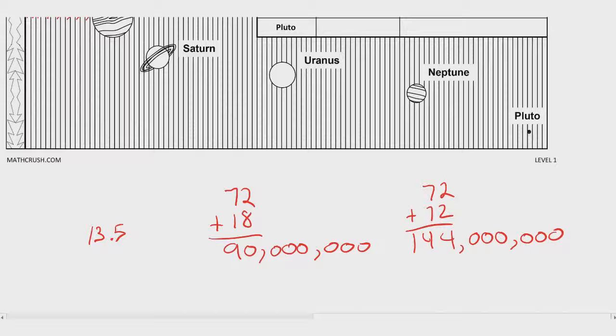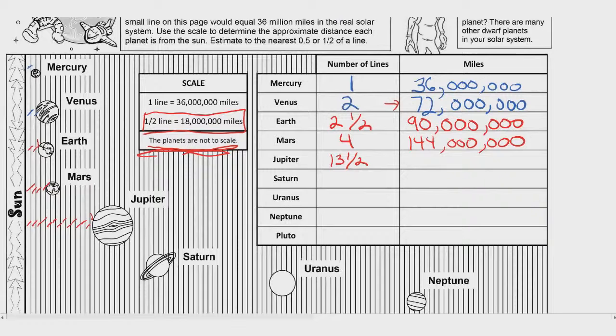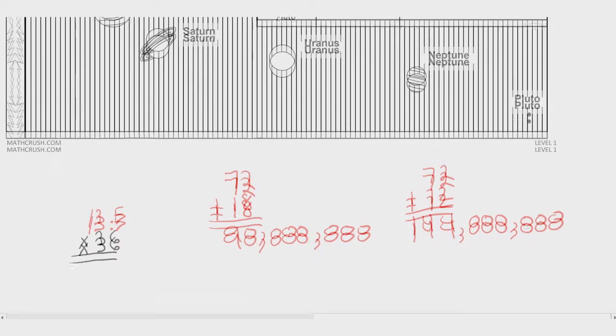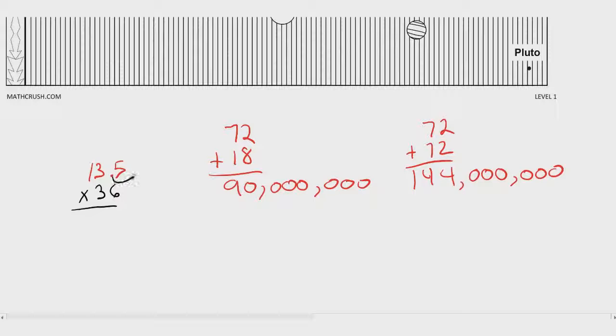So you got 13.5, and we know each line, again, equals 36 million miles. So we just take 13.5 and multiply it by 36. So I'm going to put 36 on the bottom right here, times 36. Now when you're doing a decimal, I always move the decimal out of the way before I multiply. I actually put a little 1 here because that reminds me I'm going to have to put it back 1 space when I'm done. So I do 6 times 5 is 30.